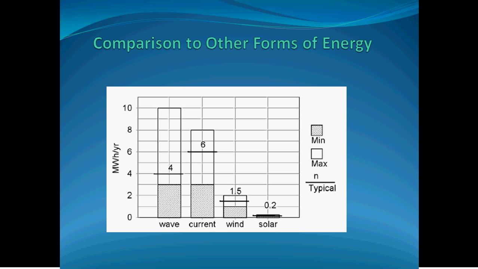So, this is a graph showing how much output power we can expect from different forms of renewable energy. As you can see, solar is actually quite low, and wind is pretty low too. The graph on the left shows wave power. This is actually different than the tidal current. However, waves can vary a lot more than tidal current depending on weather conditions. So that's why we see a higher typical value from the tidal current.